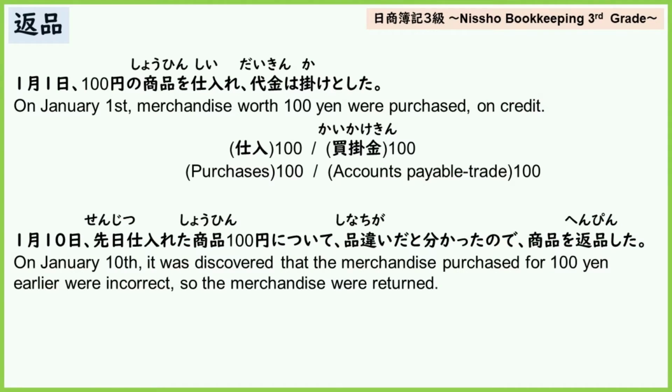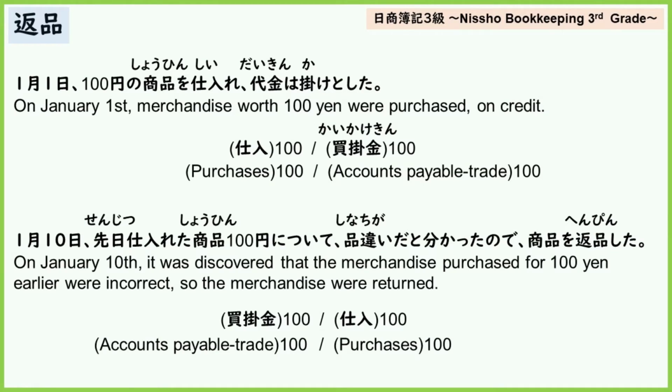On January 10th, it was discovered that the merchandise purchased for 100 yen earlier were incorrect, so the merchandise were returned. The journal entry is as follows. Debit, accounts payable trade. Credit, purchases. We process the reverse journal entry of the initial purchase to account for the return.